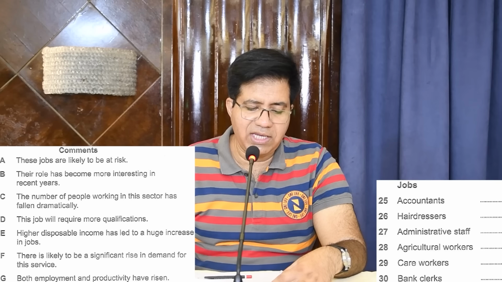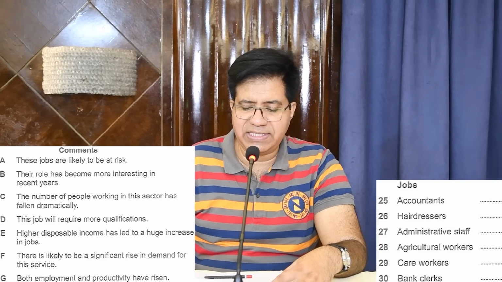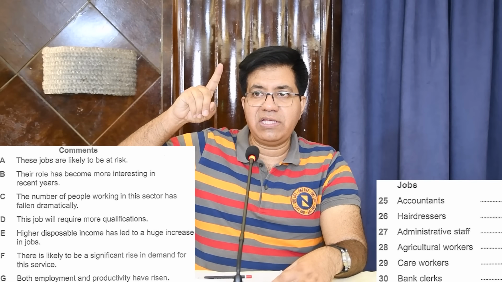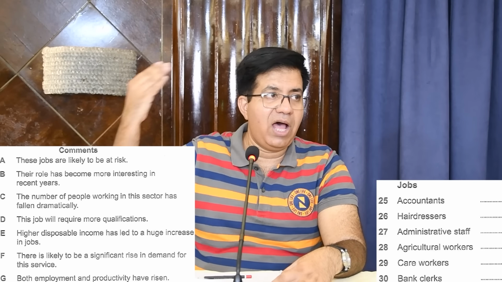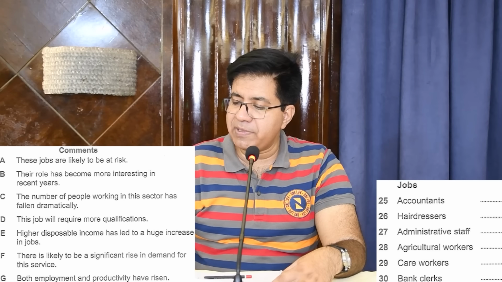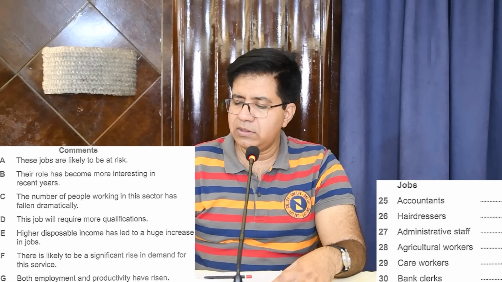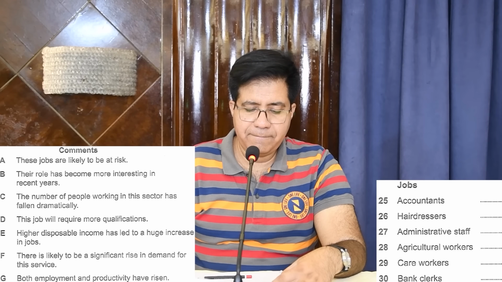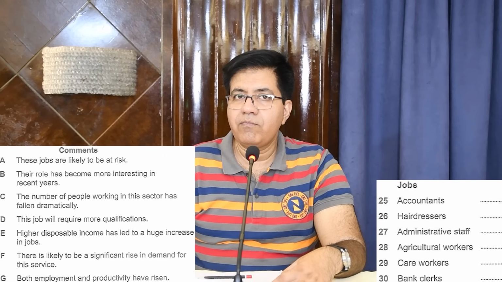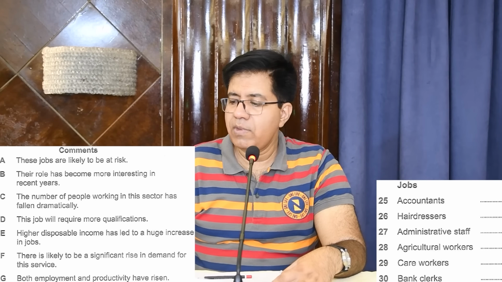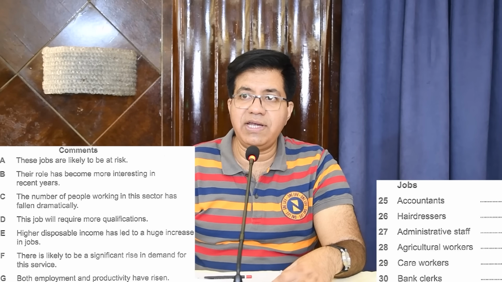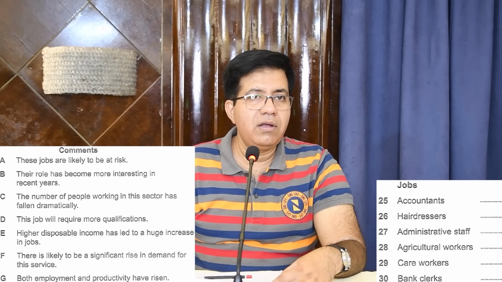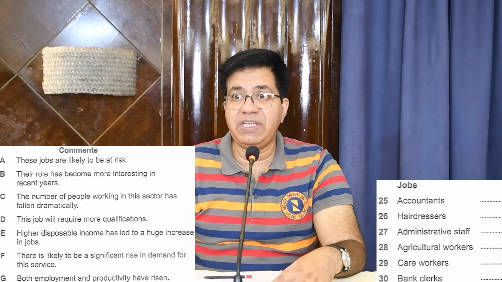E, that's right. Higher disposable income has led to a huge increase in jobs. In the past, one hairdresser for 1,500 people, and now there are more, and it is because of people's income. Listen. I'd never have thought the demand for hairdressing would have gone up so much in the last 100 years. One hairdresser for 287 people now, compared to one for over 1,500. In the past, one for over 1,500.